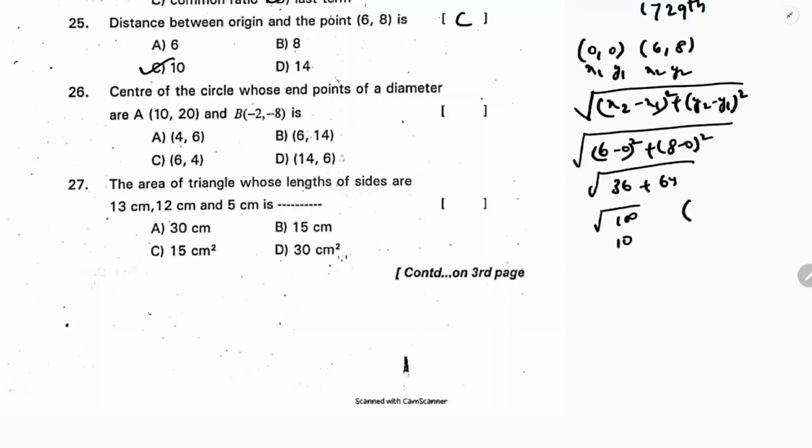See, if we are finding the distance from origin to x comma y, one more point is, suppose it is origin, directly you can do root of x square plus y square also.